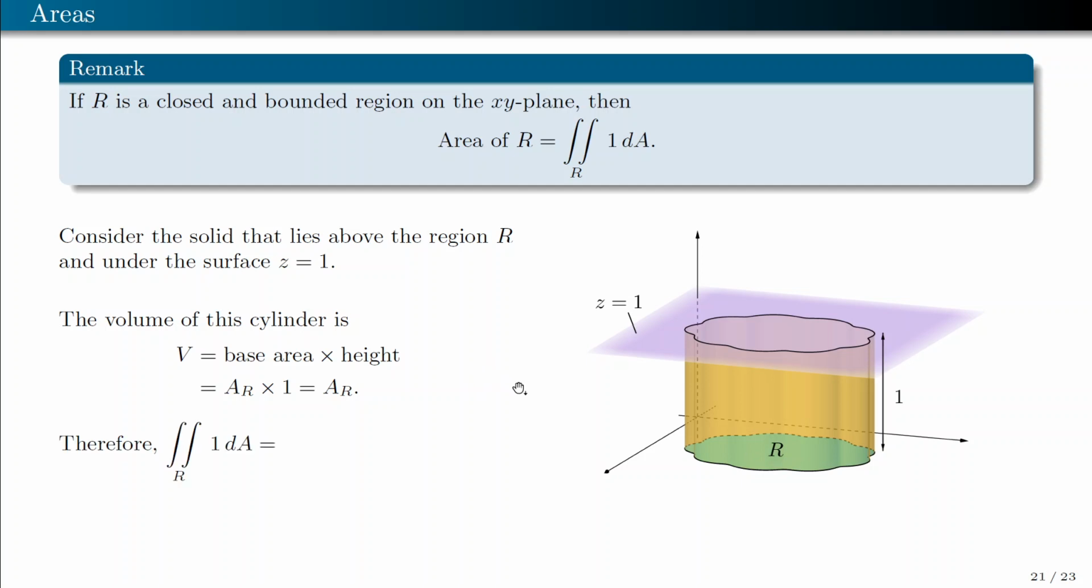Now, the double integral of 1, using our volume interpretation from before, gives the volume of the solid between z equals 1 and R. In other words, this is also the volume, because z equals 1 is our integrand. This is the same volume we computed earlier, which we showed is equal to the area of region R. So this is the reason why this equation is true. Again, when we want the area of region R, we can use the double integral of 1 over that region R. We just make the integrand 1 when we want the area of R.